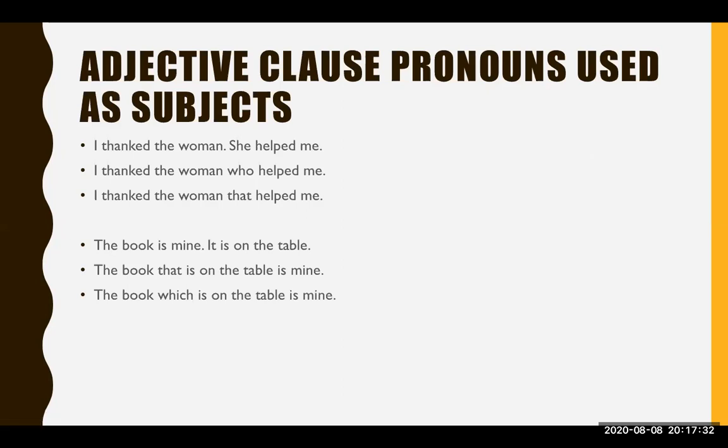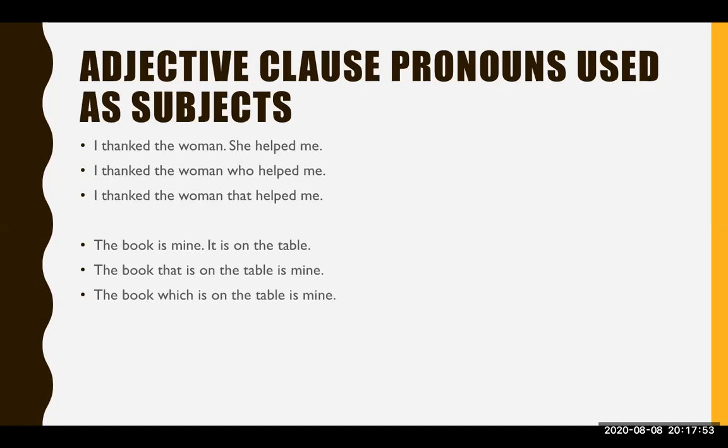So, "I thanked the woman, she helped me." If you say "I thanked the woman; she helped me," with a semicolon, it's also an interesting compound sentence. But remember, if you say "I thanked the woman, comma, she helped me," this is wrong because a comma doesn't connect sentences. In this sentence, you don't have to repeat he, she, etc.